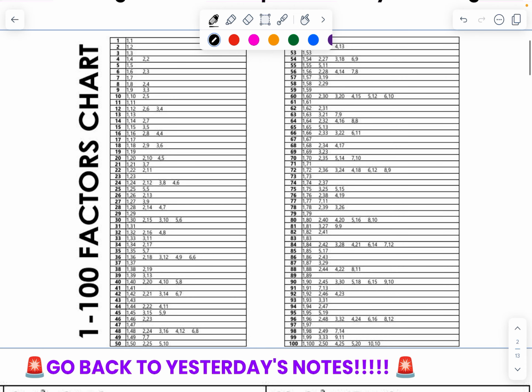So, I've been putting these factor charts in your notes just so that it's here in case you don't have it or you want to refer back to it in case you lose it or something. It's always in here. So that's really great and awesome. Go me for doing that for you guys.